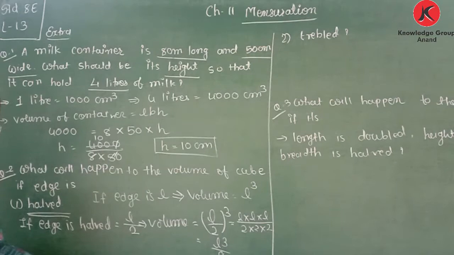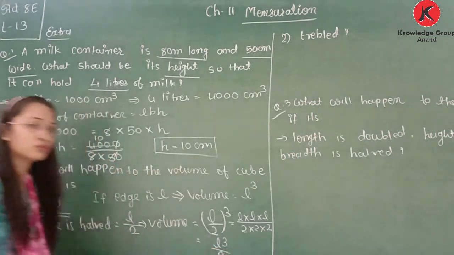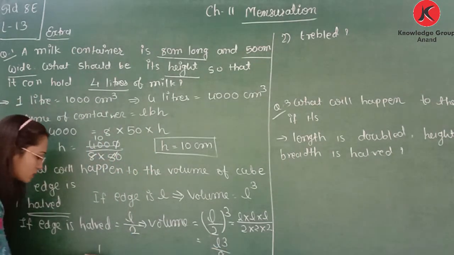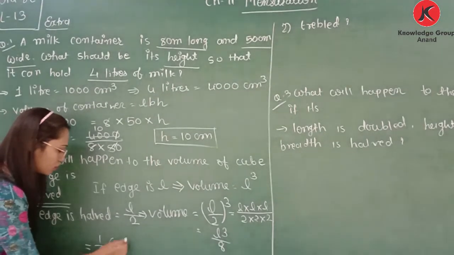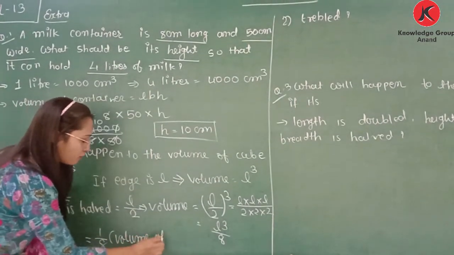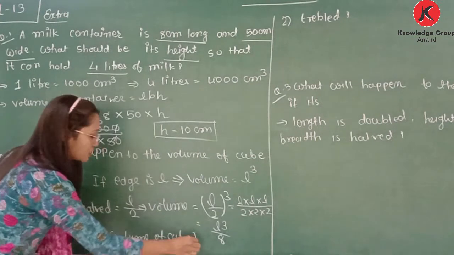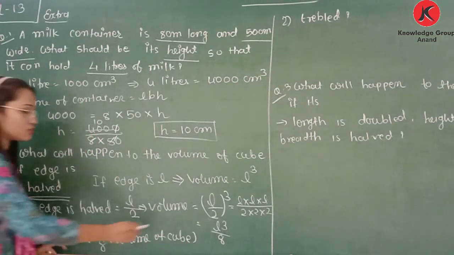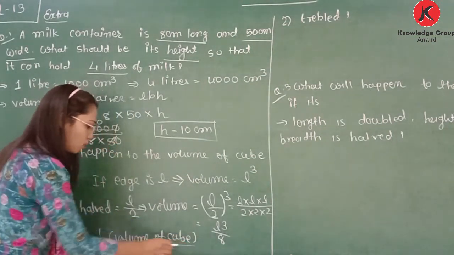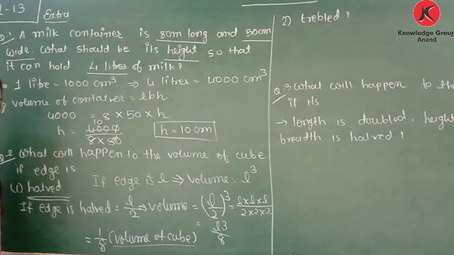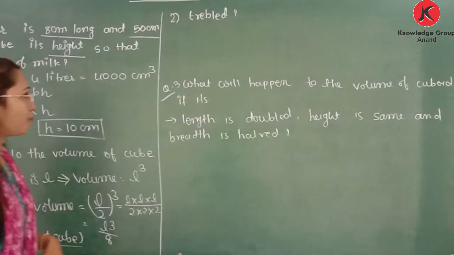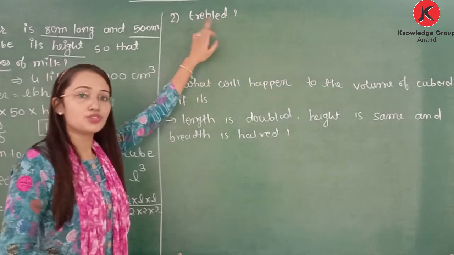So what will be the volume? It is 1/8 of volume of cube. So it is 1/8 of volume of cube. If its edge is half, then its volume becomes 1/8 of the original volume of the cube. Clear? Now what will happen when the edge is triple?